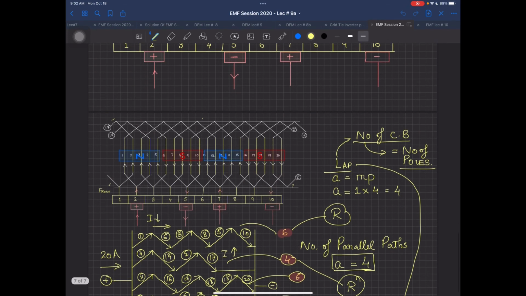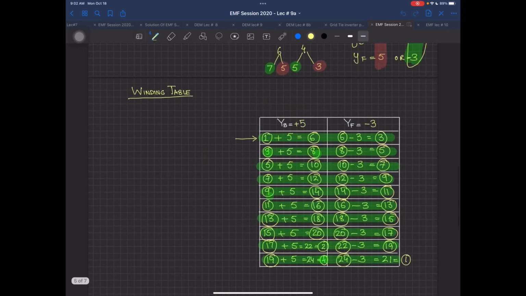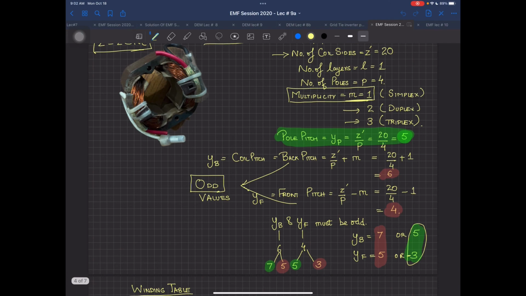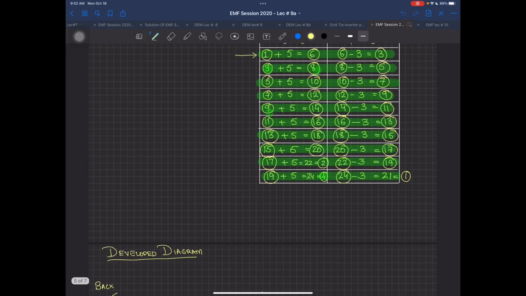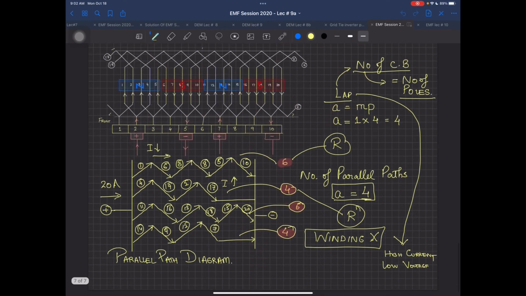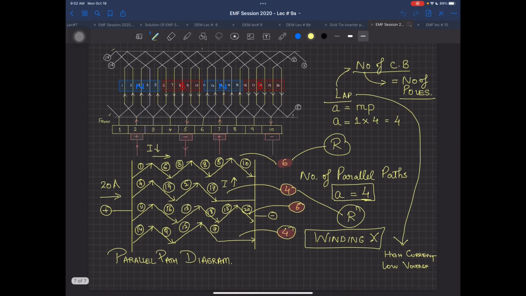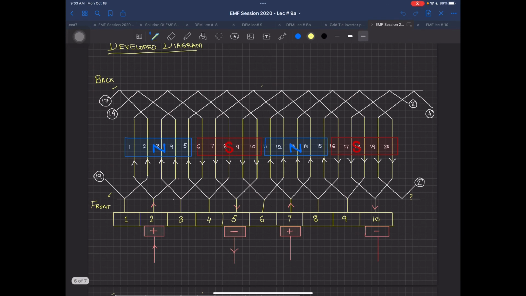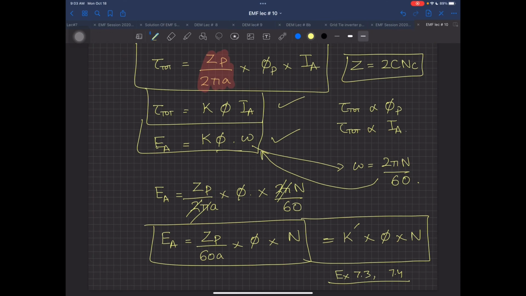In your assignment there will be a number of slots given to you. You have to do all this calculation, draw this winding table, draw this developed diagram, and also this parallel path diagram. So there will be like 5 or 6 questions related to this. You have to draw it by hand. I am also drawing it, so don't use some tool; you can use vertical lines, but somehow you have to do this.